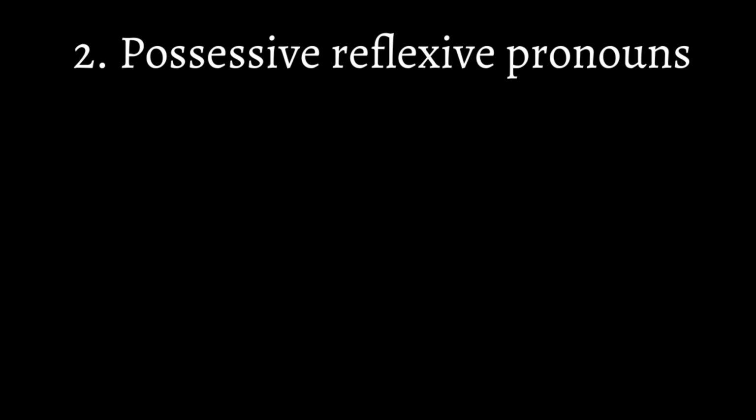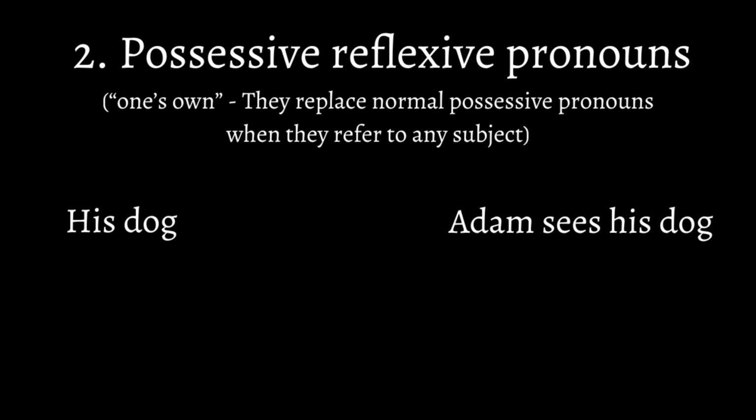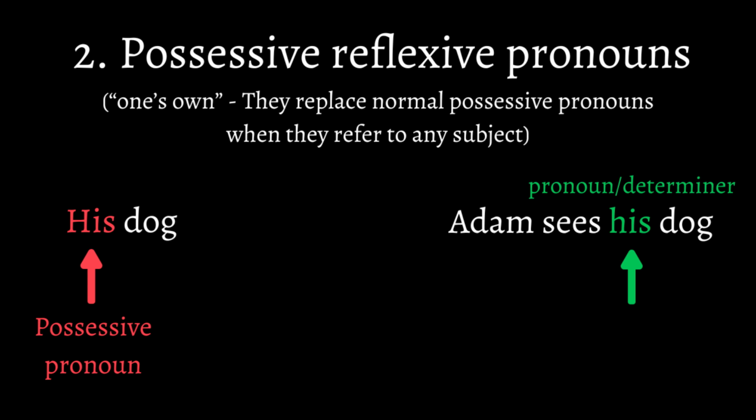What makes possessive reflexive pronouns different is that they talk about one's own by replacing normal possessive pronouns when they refer to any subject. In English, we can say his dog and Adam sees his dog. In the first phrase, his is a possessive pronoun because it answers whose dog? His dog.